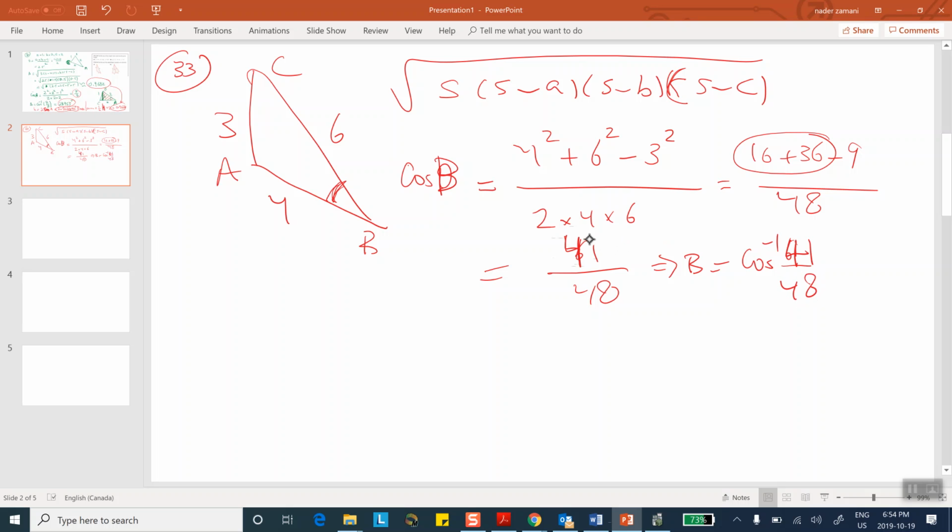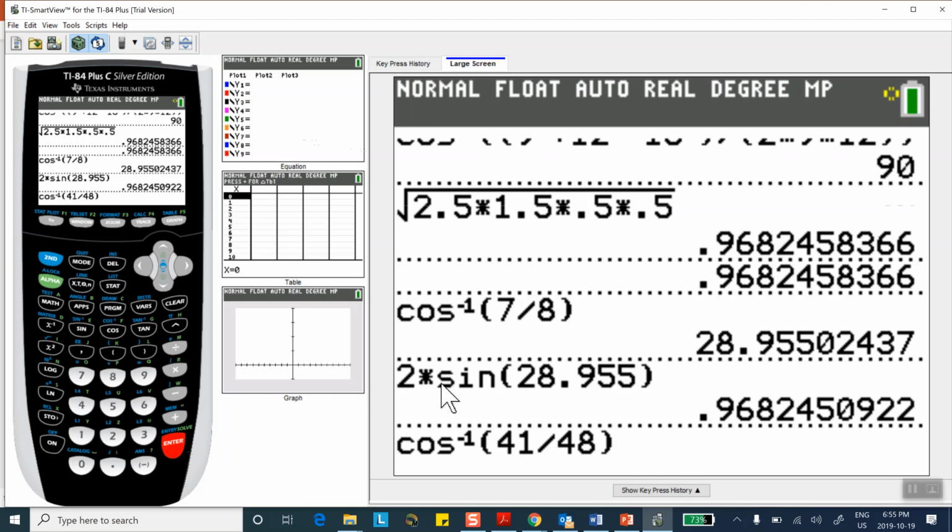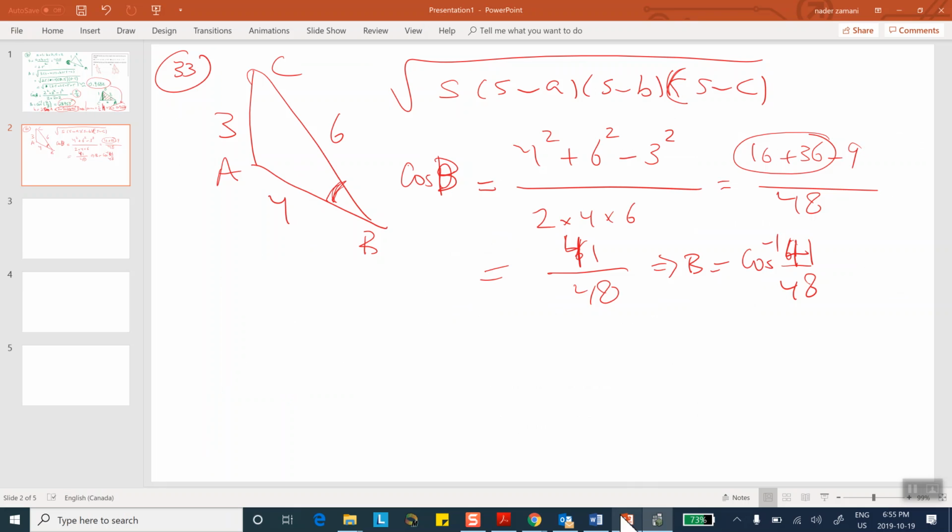Notice that I realize there's a problem here because if this thing was bigger than 1, it's impossible to be equal to cosine of B. So let's put that in our calculator. Second function, cos inverse 41 divided by 48. 31.33. This angle is approximately 31.33 degrees.